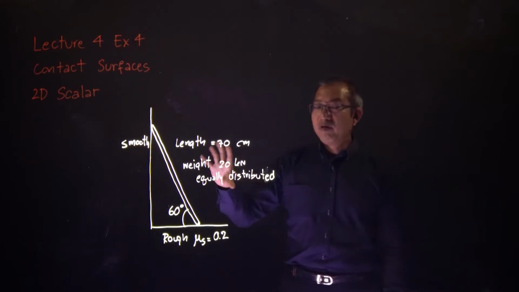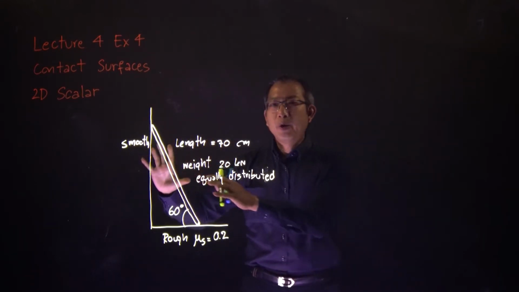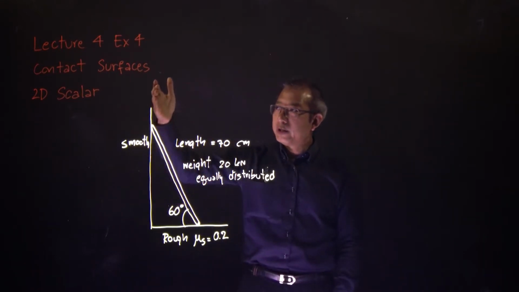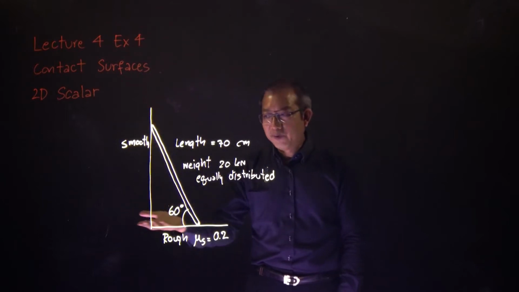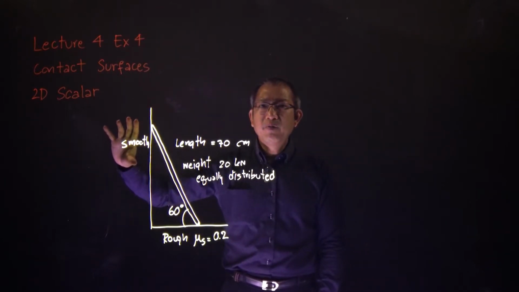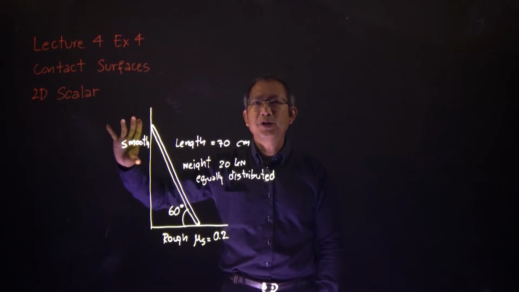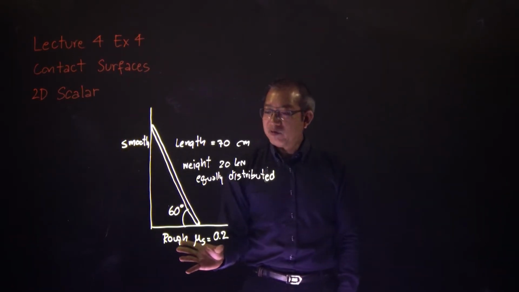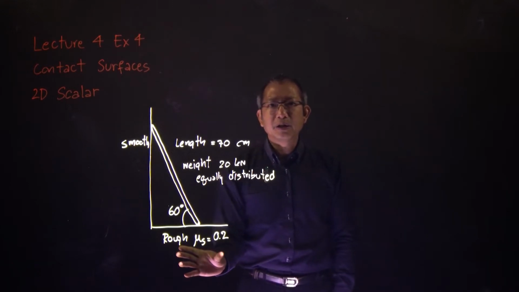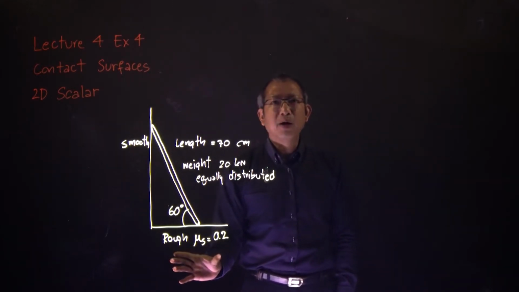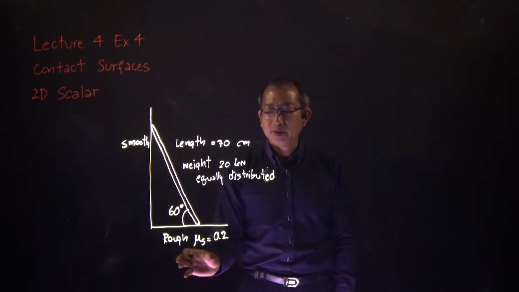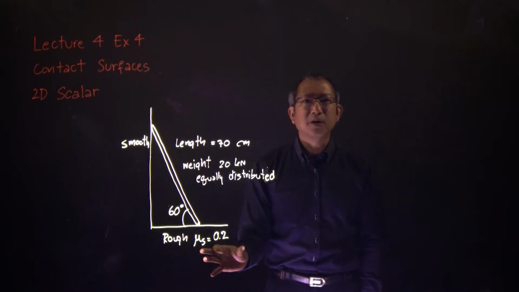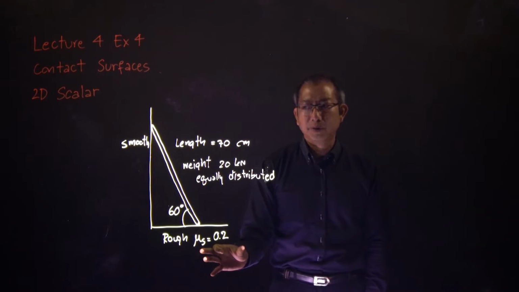Now, let's reinterpret a little bit about what the question gives us. The question gives us a wall and a floor. The wall is smooth. When we say smooth, it means there's no friction. Friction is assumed to be zero, negligible. If it's rough, it means that the friction is significant. Usually, we have to work out what is the coefficient of friction. In this case, it gives us a static coefficient of friction of 0.2.